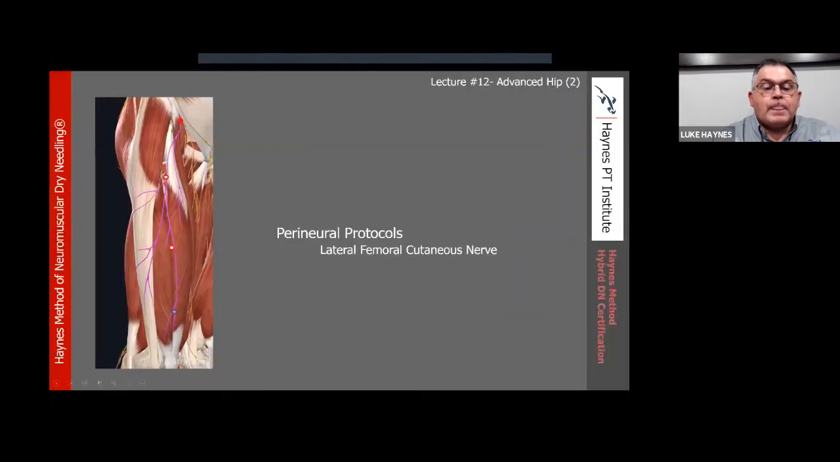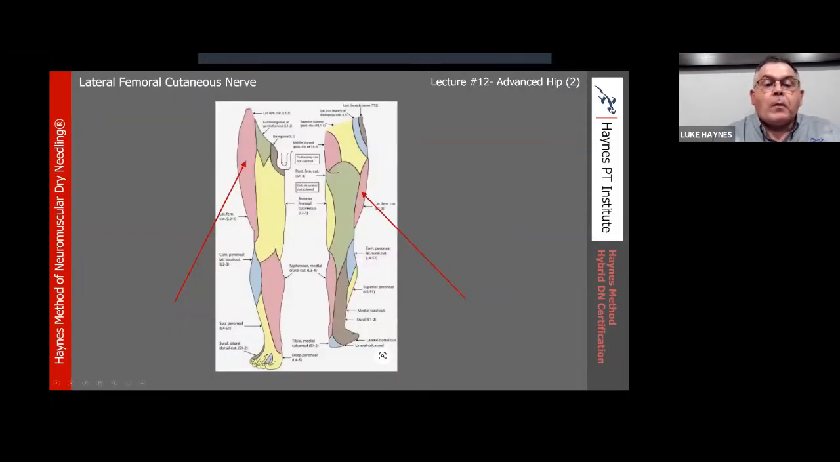All right. For the lateral femoral cutaneous nerve, as the name implies, covers a big portion of the lateral part of the thigh. You can see it comes anterior, not quite to midline, but quite a bit, as well as on the posterior aspect. It has a very similar approximation to the vastus lateralis as far as its location.